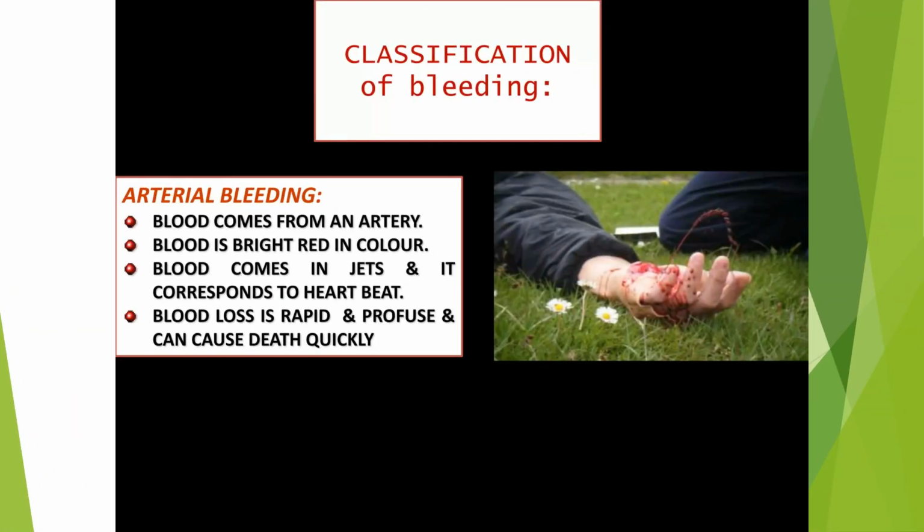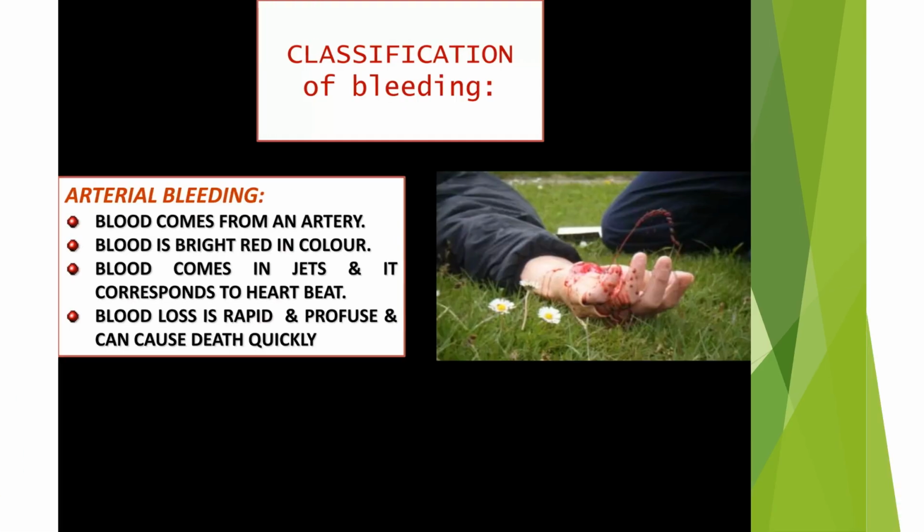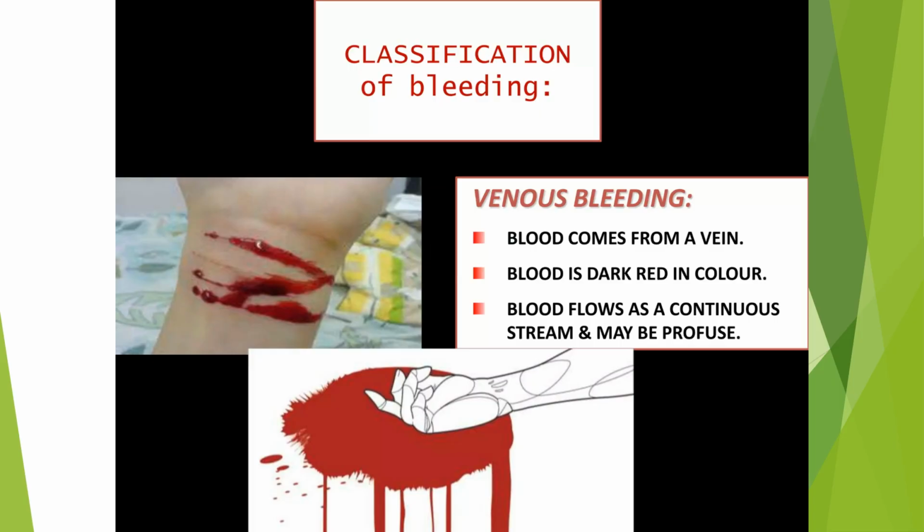Classification of bleeding includes arterial bleeding, where blood comes from an artery. It is bright red, comes in jets corresponding to the heartbeat, and blood loss is rapid and profound, capable of causing death quickly. Venous bleeding comes from a vein. The blood is dark red and flows as a continuous stream, which may also be profuse.